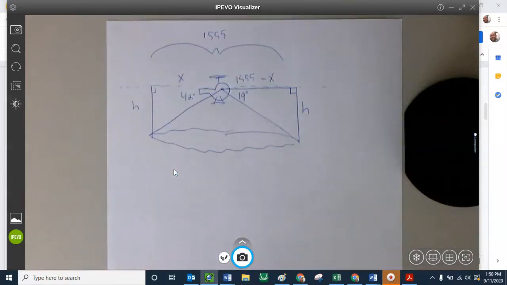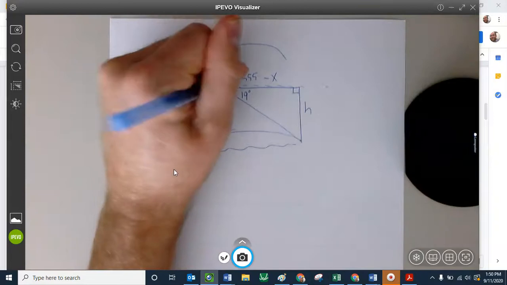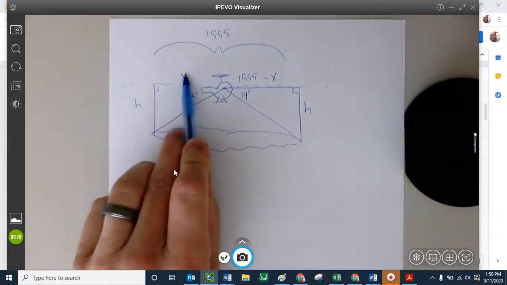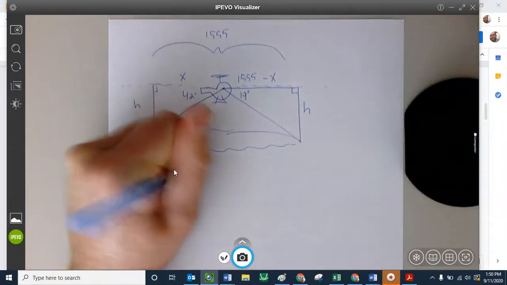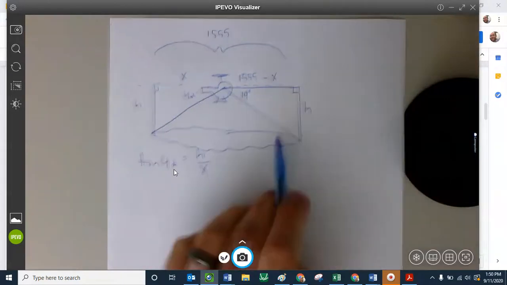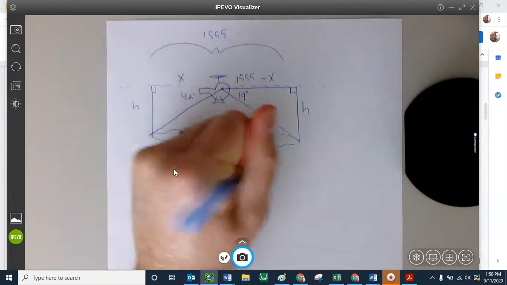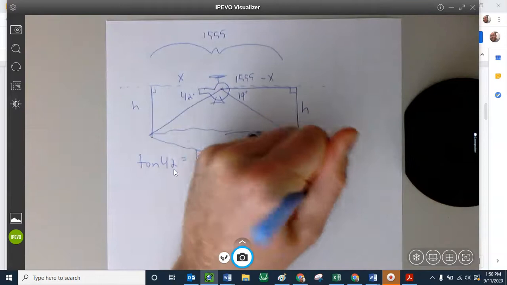So now we have two right triangles. We have two equations we're going to write, and that's good because we have two unknowns. In a system of equations, if you have two things you don't know, you need that many equations to figure them out. So at the 42, this is opposite, this is adjacent, that's tangent. Tangent 42 equals h over x. On the other one, opposite, adjacent, tangent again. Tangent 19 equals h over 1,555 minus x, okay?